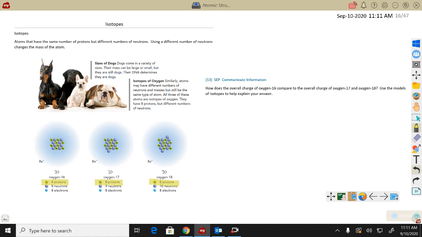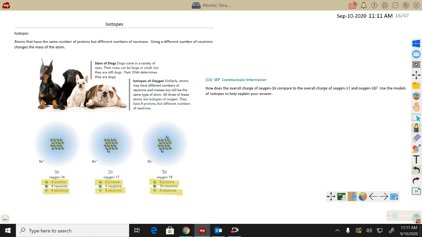For example, if I highlight all of these atoms of oxygen, they have eight protons. That's the atomic number. That's what identifies these atoms as oxygen. Now, because they're also neutral atoms, if they have eight positive protons, there's also eight negative electrons.